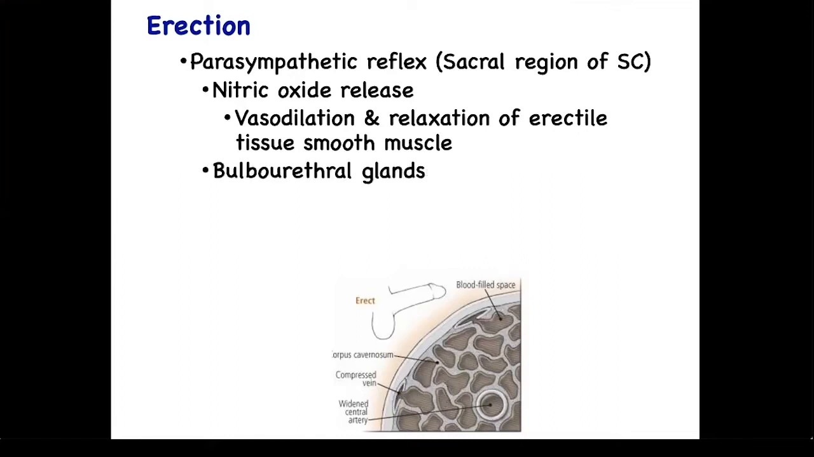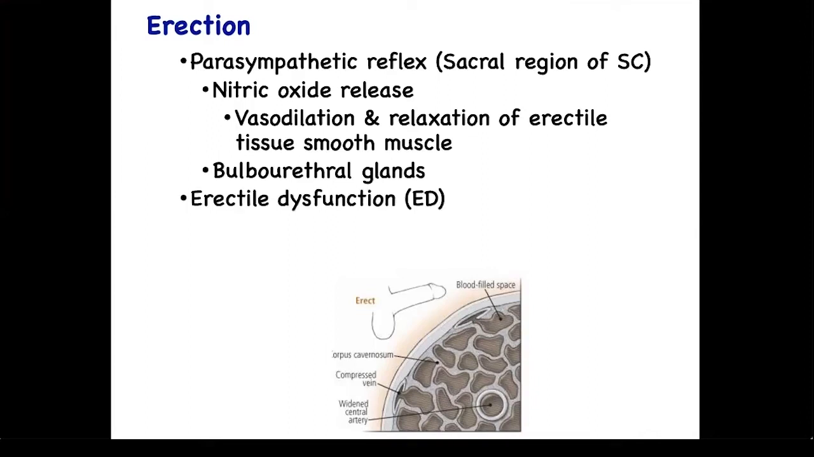In addition, the bulbourethral glands, stimulated by parasympathetic fibers during this reflex, will release their secretions. The secretions from the bulbourethral glands are the first secretions to be released. These secretions consist of a mucus that helps cleanse the urethra, increase the pH of the urethra, and provide lubrication during intercourse.